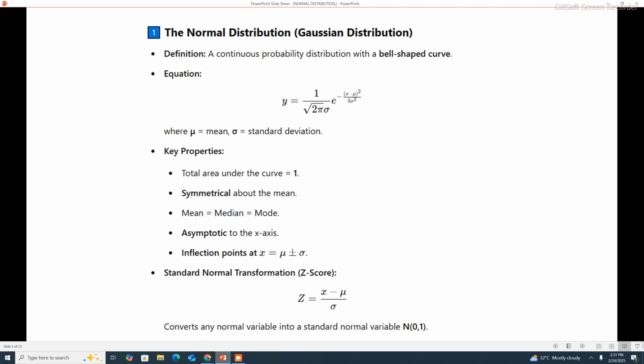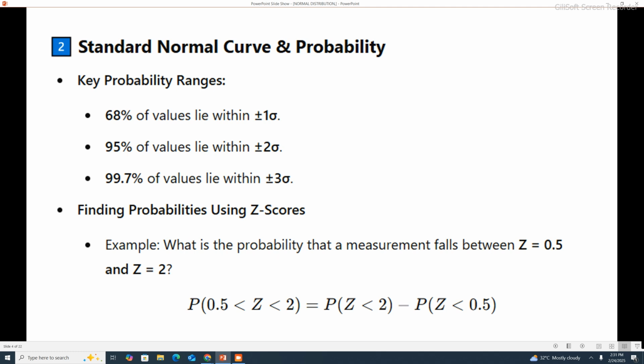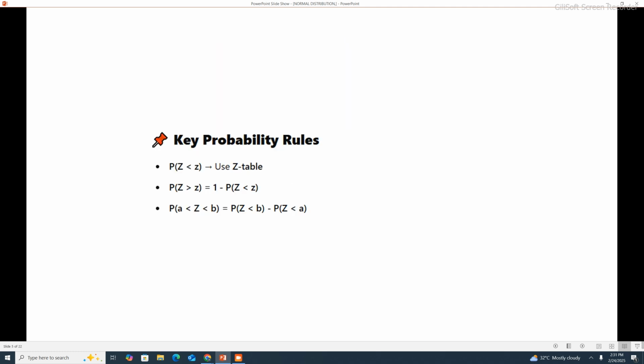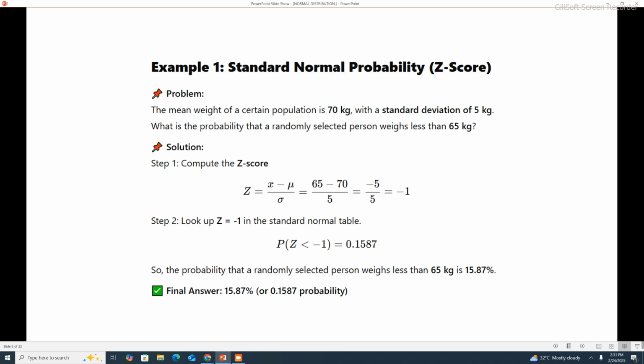For instance, from the previous calculation, z equals x minus mean all over standard deviation. If you get z equals 0.5, to calculate it, you have to go and check the z table and check where there is 0.5. So there will always be a value there. I'll pull up the table later. So now these are the key probability rules that we have here. This is just a rule. When we get to the main calculation, you will understand it better.